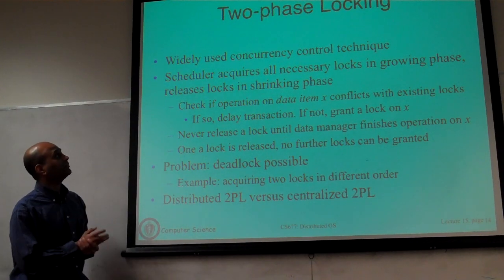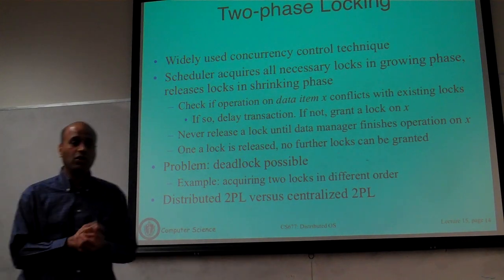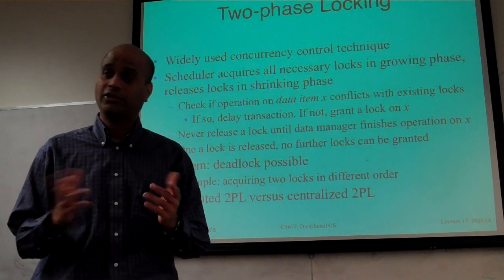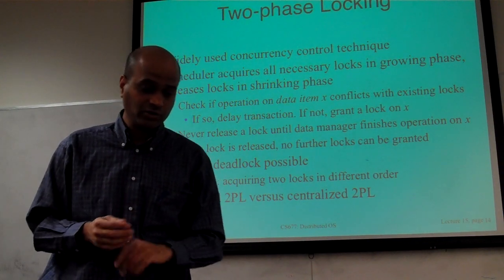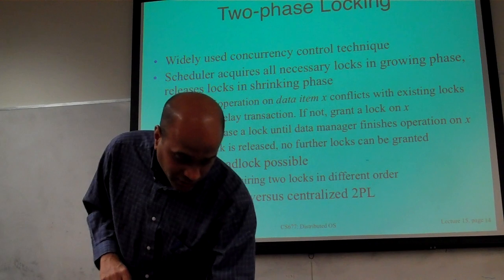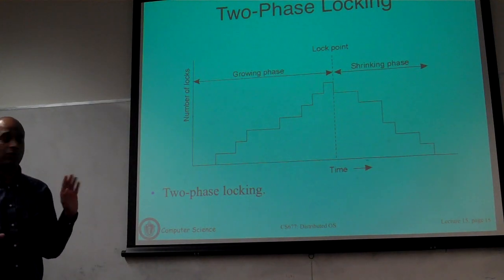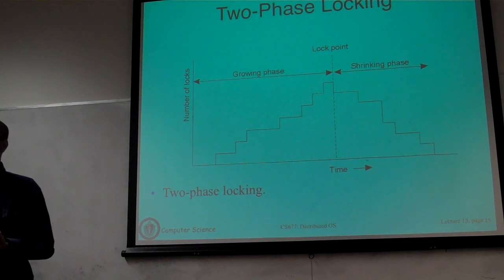The one that I'll just briefly describe is this notion of a two-phase lock, or 2PL. Again, there are a distributed version of this and a centralized version of this. But the basic idea is very simple. It's sort of shown in this picture. It shows how you should acquire and release locks within a transaction.